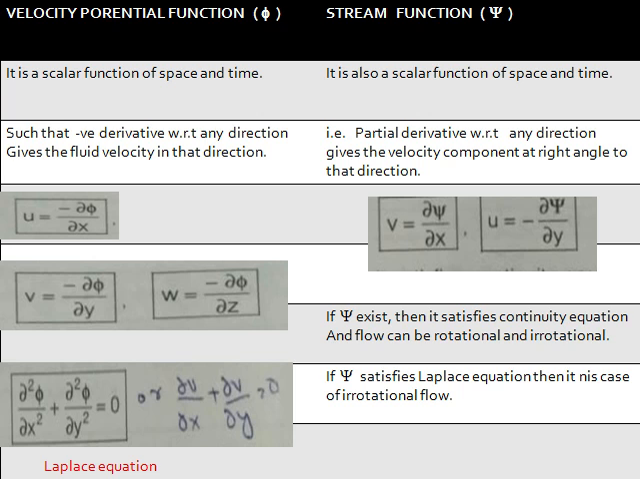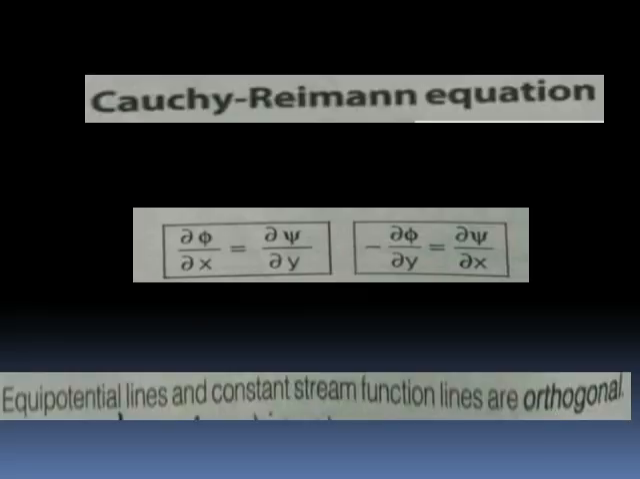For the stream function, v is equal to del psi by del x and u is equal to minus del psi by del y. We should also memorize that if psi exists, that is the stream function exists, then it satisfies the continuity equation and the flow can be rotational or irrotational. But if psi satisfies the Laplace equation, then in this case it is irrotational flow. This is the Cauchy-Riemann equation. This is a mathematical term.